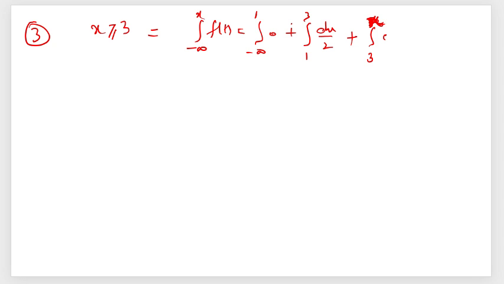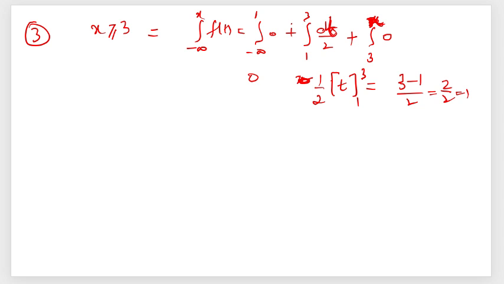I know that from 3 onward it is 0, and here it is also 0, and that will be x upon, every time I'm writing it as x, you can write x also, it's okay, 1 by 2 t from 1 to 3, that is 3 minus 1 by 2, which is equal to 2 by 2, which is equal to 1. So we know that after that it will be constant. Even if we do not see it here, the moment you get the last interval it is always 1.